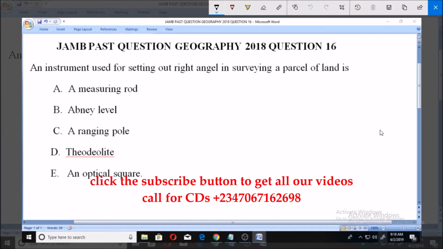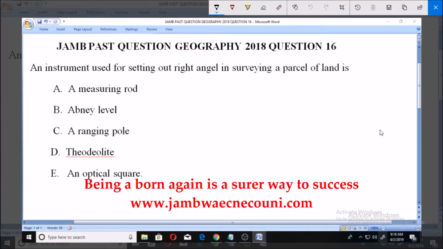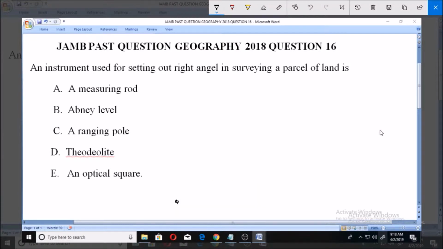Now, with good knowledge of geography, we know that the optical square is actually the instrument used by surveyors in getting what? Right angles. So we actually need the optical square for setting out a right angle.